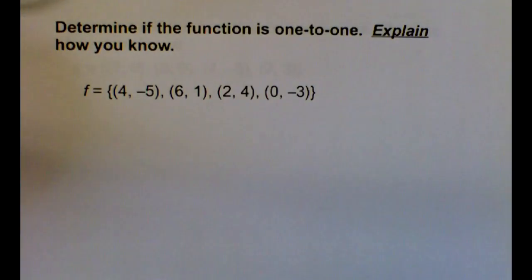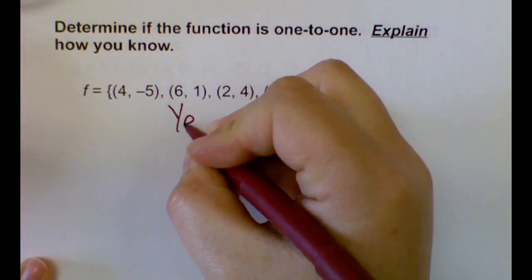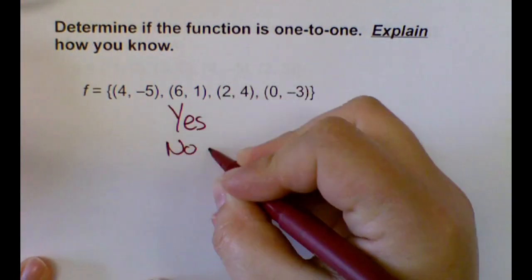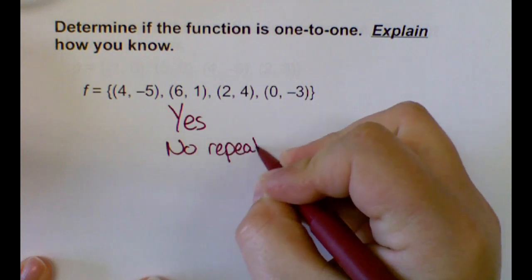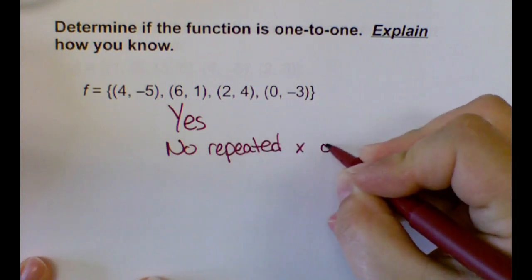So let's see if it's one-to-one. I have (4, -5), (6, 1), (2, 4), (0, -3). No x's go to more than one y. No y's are paired with more than one x. This is one-to-one. There are no repeated x's or y's.